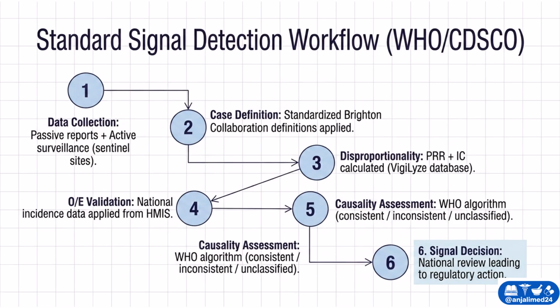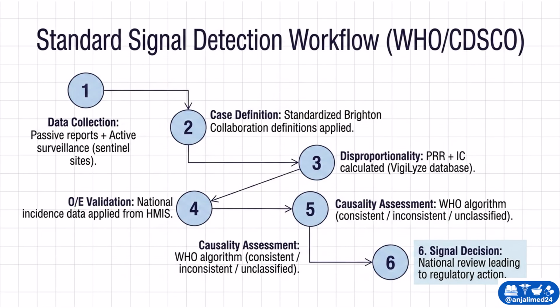Step 3 involves disproportionality analysis. At this stage, statistical data mining methods such as PRR and information component are calculated using large pharmacovigilance databases like VigiLyze. The purpose here is to identify unusual reporting patterns that may represent potential safety signals. However, these signals are still preliminary and require additional validation before conclusions can be made.